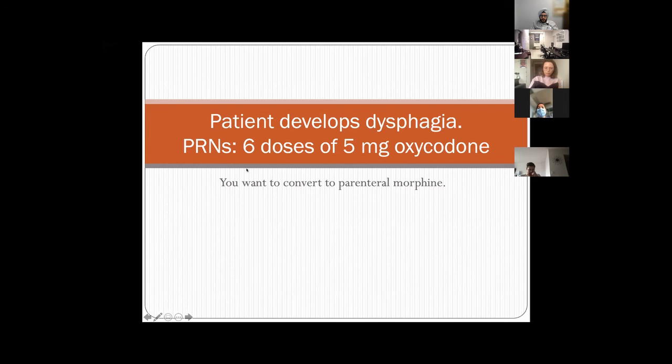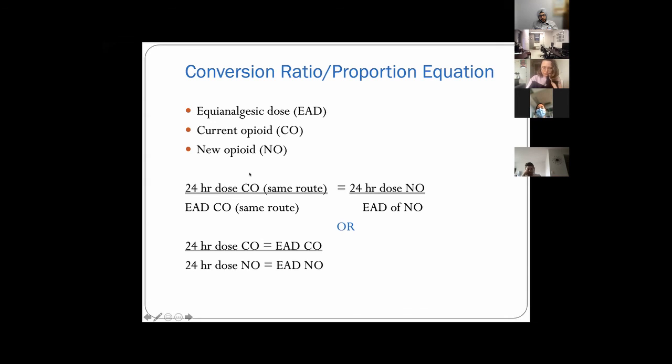So I think this is probably the last teaching point here. Let's say the person develops dysphagia, and now you want to convert. This patient had received 6 doses of 5 milligrams of oxycodone, and you want to convert this into parenteral morphine. Next slide. So this is the equation.